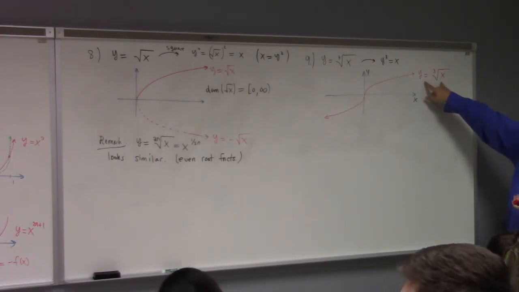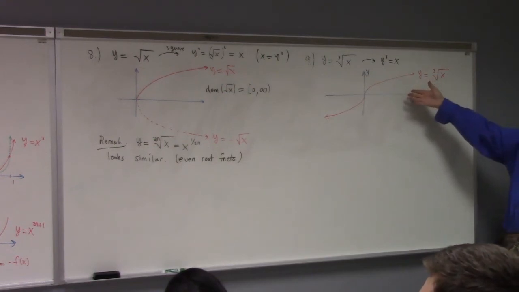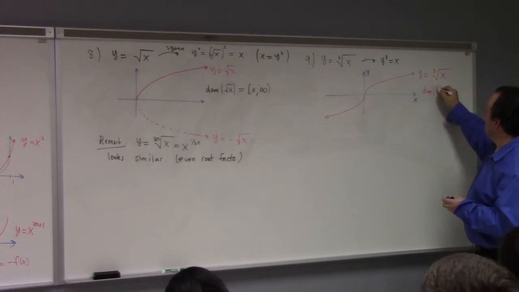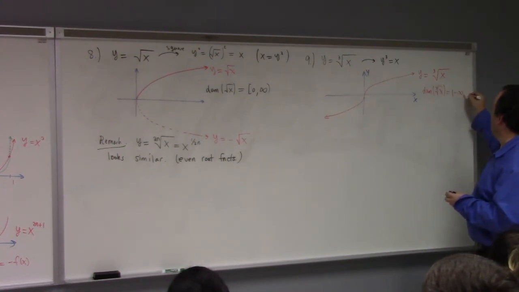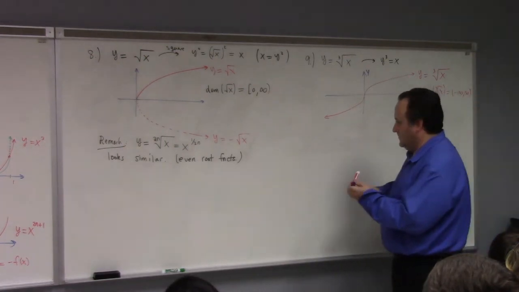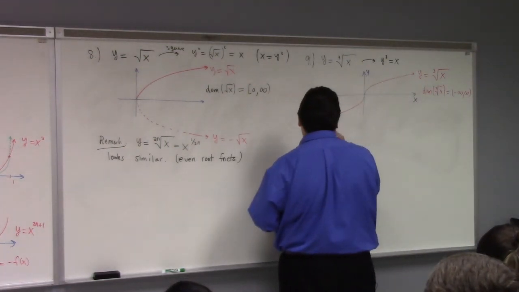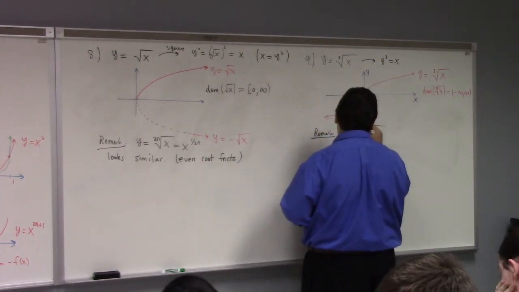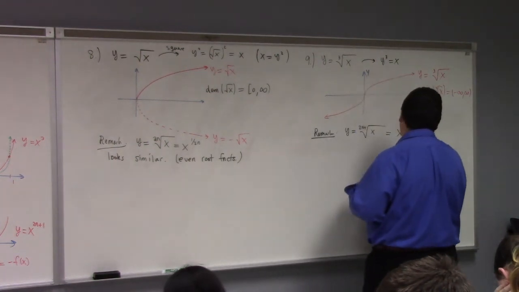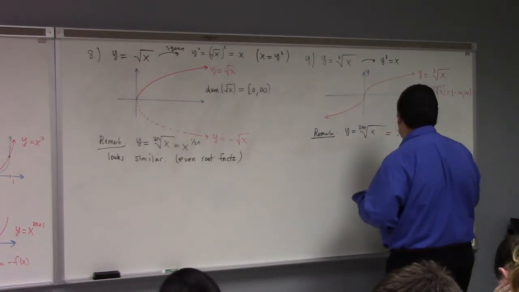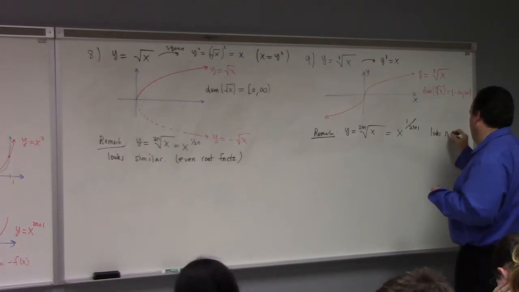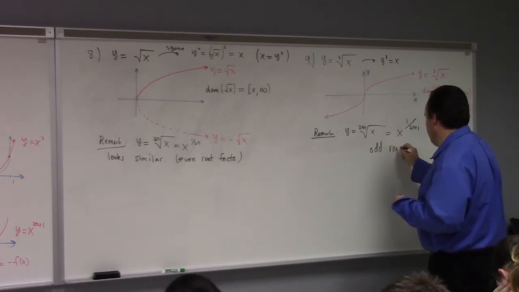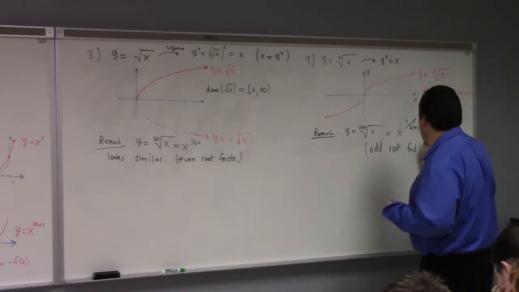Anyway, y equals the cube root of x. This is what that looks like. What's the domain of this guy? Right. And guess what? Remark. If you have y equals the 2n plus 1th root of x, which is x to the 1 divided by 2n plus 1, looks similar. So any odd root function looks pretty much the same as this.